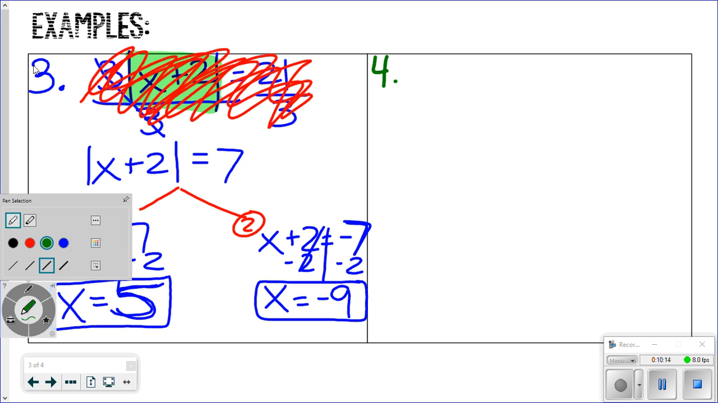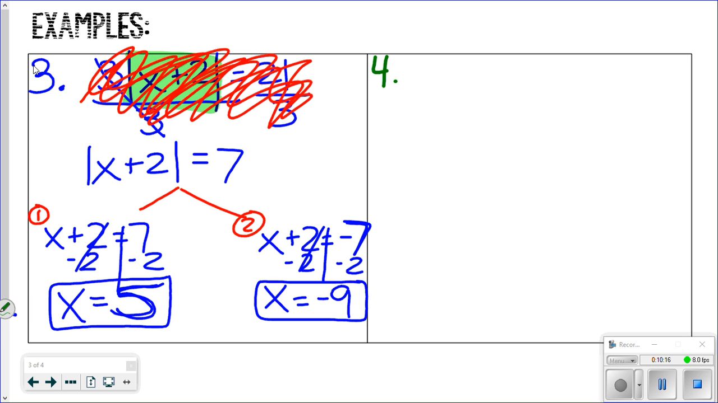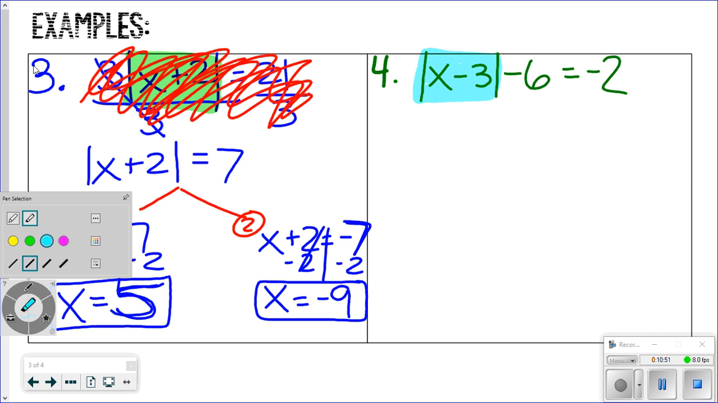Question 4. We're going to write the absolute value of x minus 3, minus 6, equals negative 2. Now you might be thinking, oh, it's set up equal to a negative number, so there's no solution. But hang on, we have to do some isolating and some work first. We need to get this x minus 3 alone first before we can look at if there's a solution or not and how do we write our two equations.